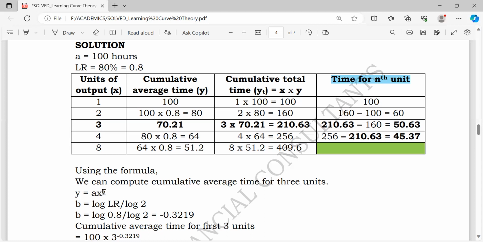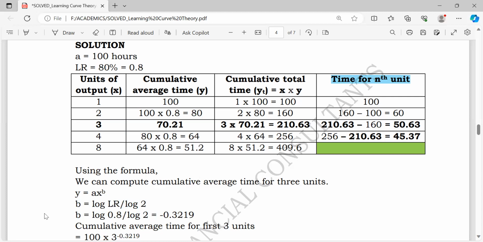Now let's first determine our b, which is the learning index. So we'd say logarithm of the learning rate over logarithm of 2, but the learning rate was 80%, which is 0.8. So logarithm of 0.8 over logarithm of 2 gives you negative 0.3219. Actually, we have a lot of decimal places, but we can just leave them to 4 or 5 decimal places. This is what is mostly done. Okay, so you have your b now, and then we need the cumulative average time, which is y.